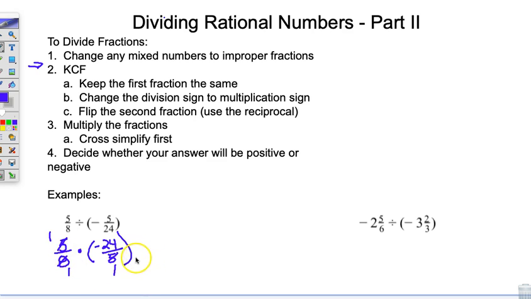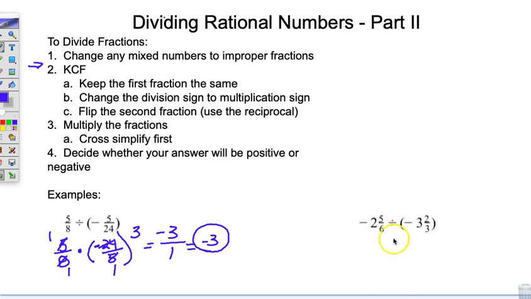8 divided by 8 is 1, and 24 divided by 8 is a 3. That is a negative 3. 1 times negative 3 is negative 3, and 1 times 1 is 1. Anytime we have 1 in the denominator, we can ignore it, and our final answer is negative 3.